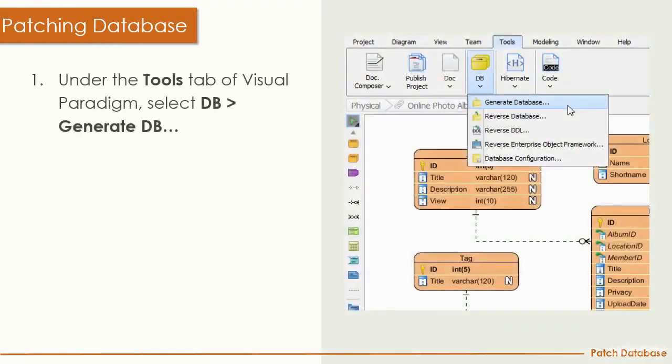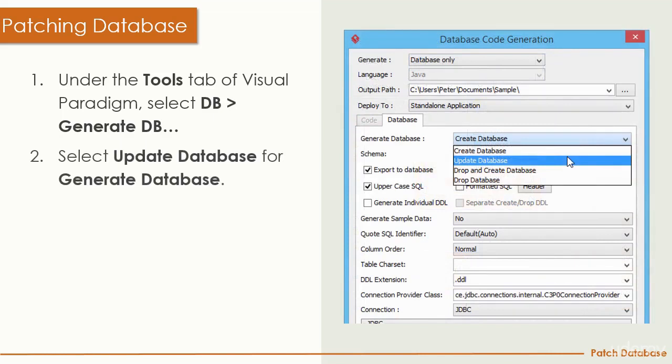To generate the upgrade, to generate the patch from Visual Paradigm is easy. You just go to the DB and generate database. The difference is you change from generate database to update database. Let me just do a quick demonstration for you before we move on.